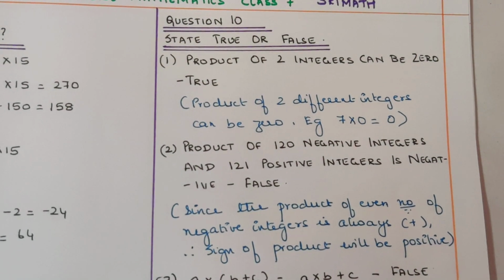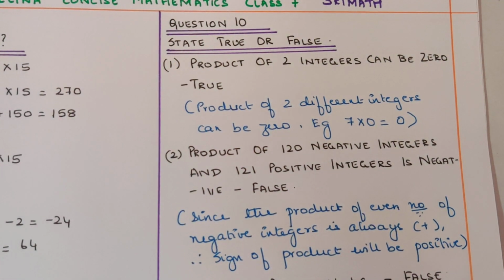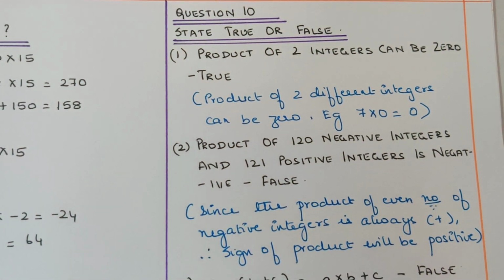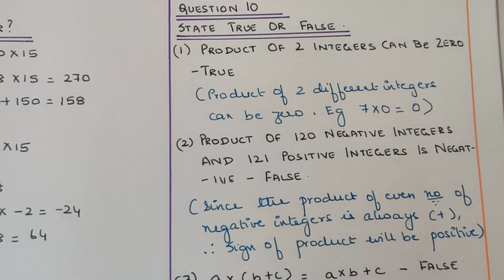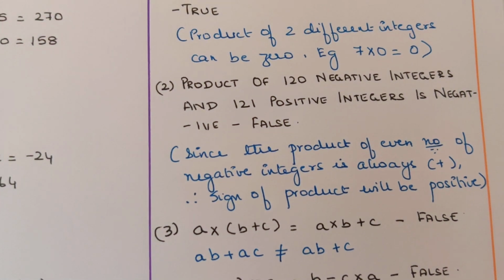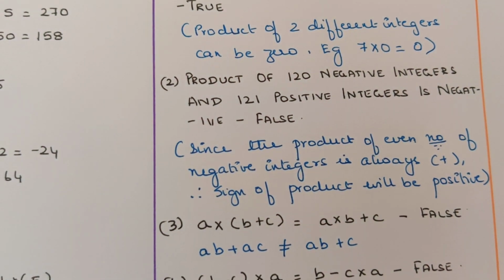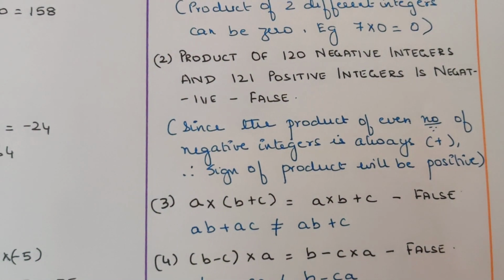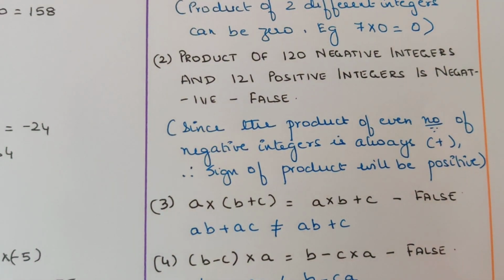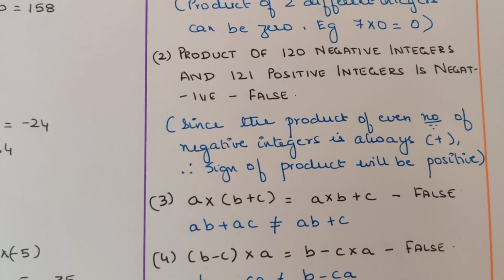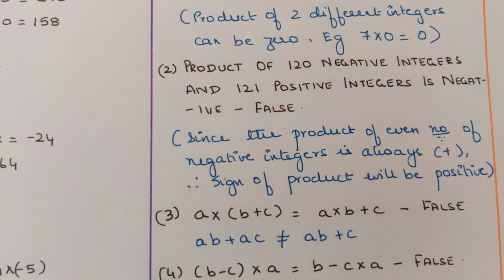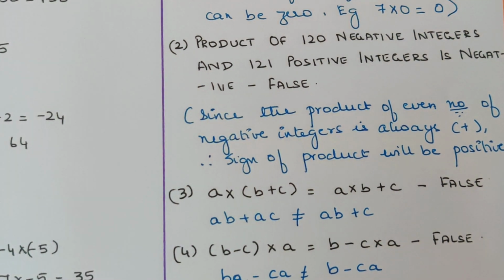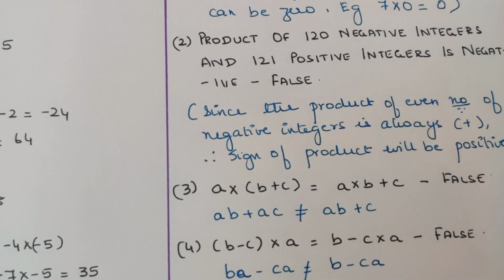State true or false. Product of two integers can be 0. That is true. Product of two different integers can be 0. Example, 7 into 0 is 0. Product of 120 negative integers and 121 positive integers is negative. The answer is false. Since the product of an even number of negative integers is always positive, therefore the sign will be positive. A into B plus C is equal to A into B plus C is false.